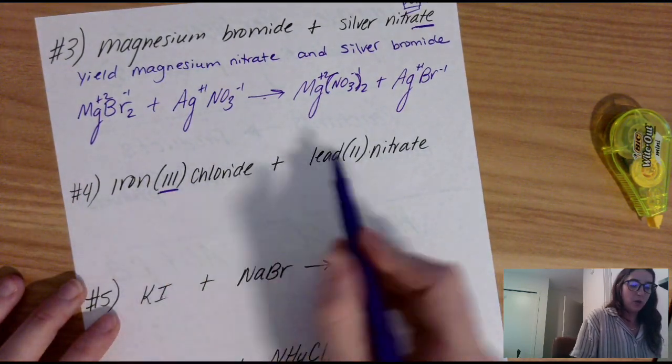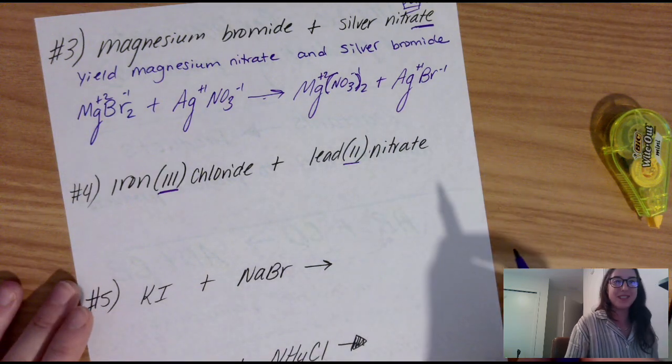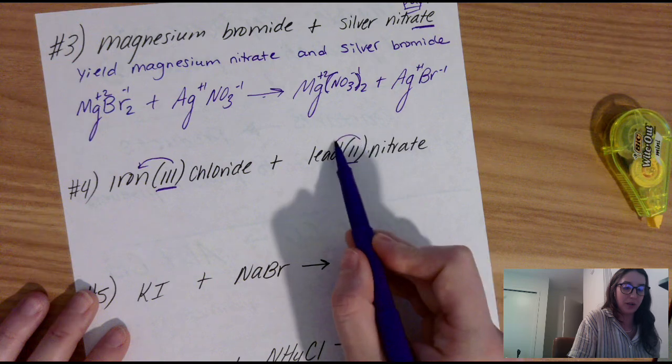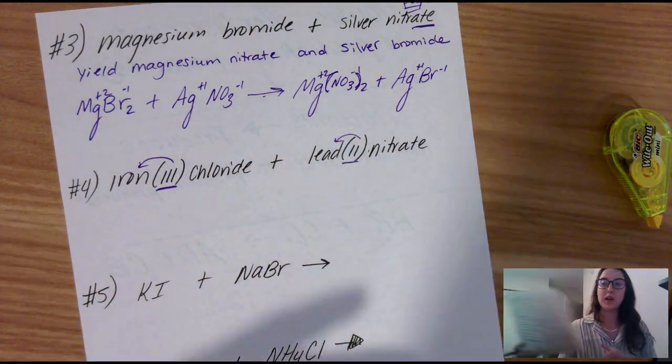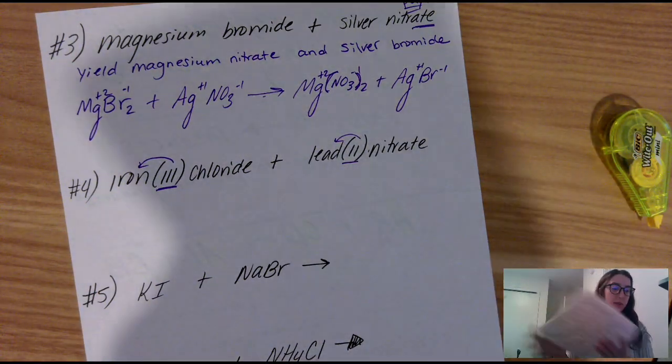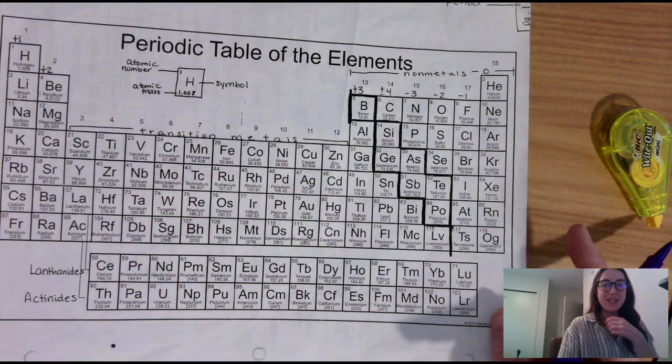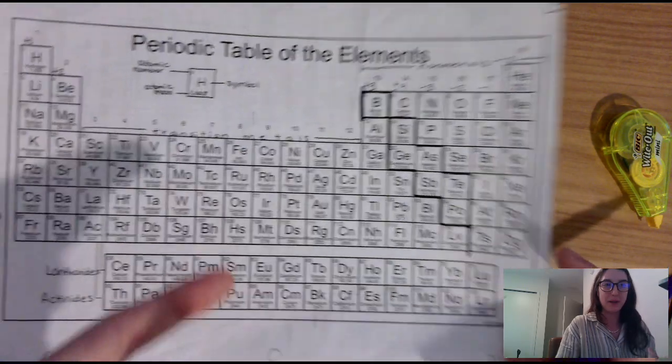So these are Roman numerals, and you're like, what in the world is that? If this is your first time seeing it, that is the charge of a transition metal, okay? The transition metals are the central part of the periodic table, right here in the center. I call them the fake people of the periodic table because they act different depending on who they're with, right?